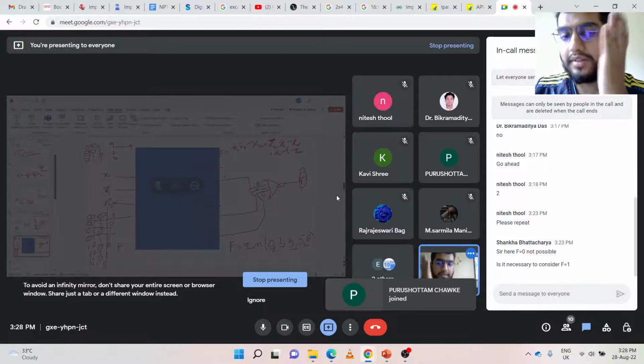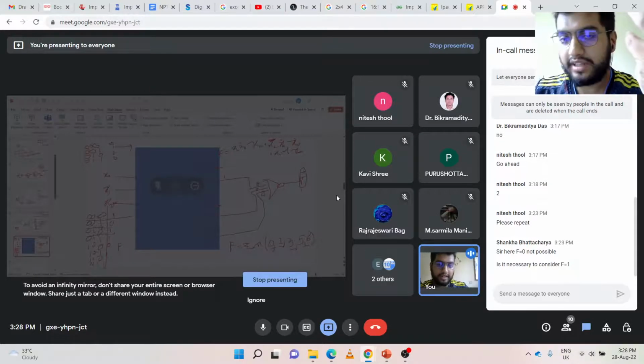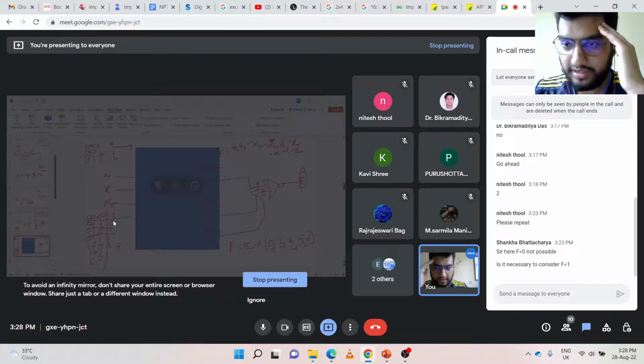So let's just consider that at the end of the day we have to find f. Simply draw the truth table for all of these cases and just write them in terms. You just take a look at the truth table.